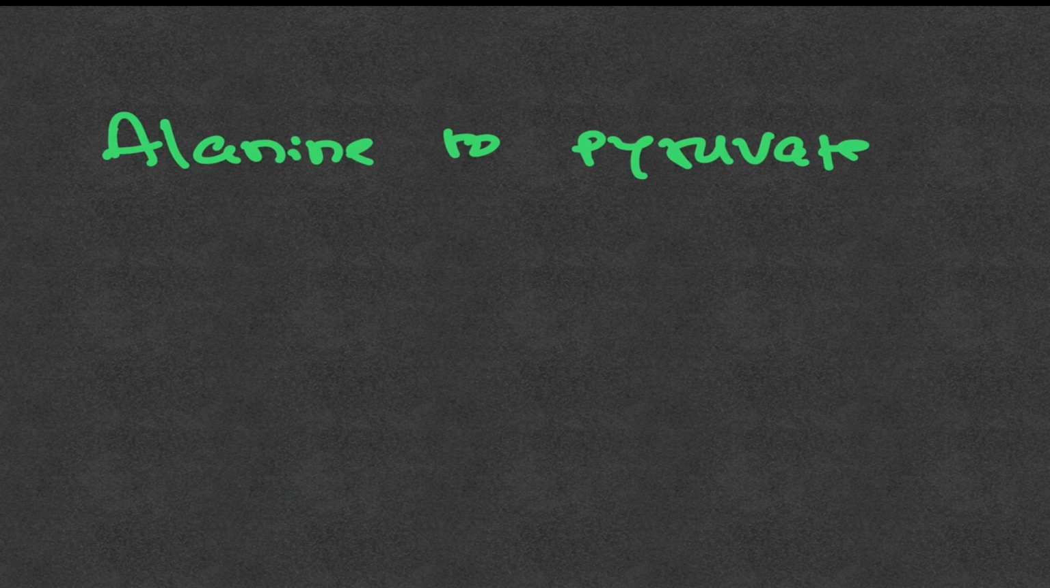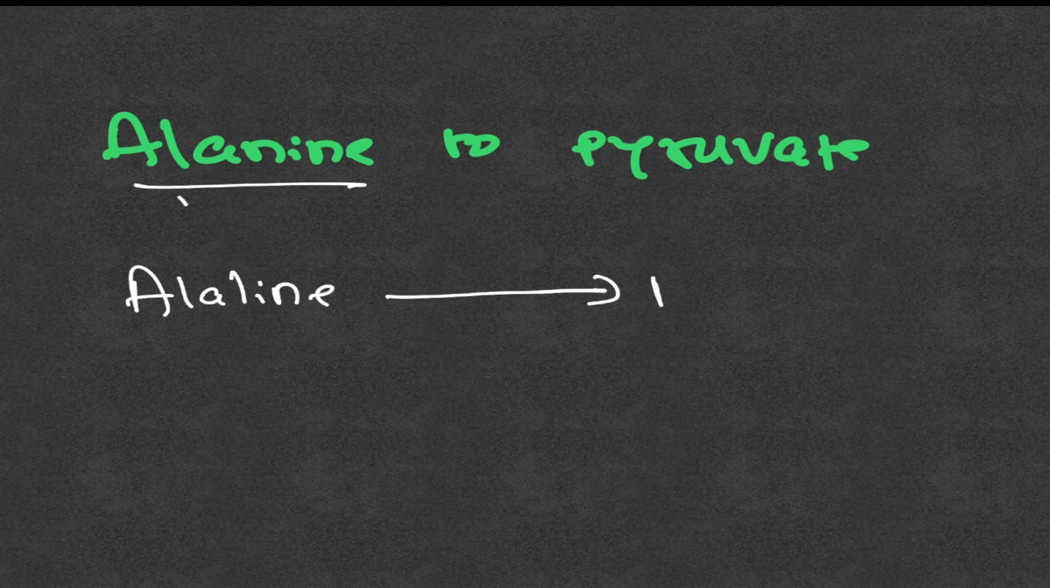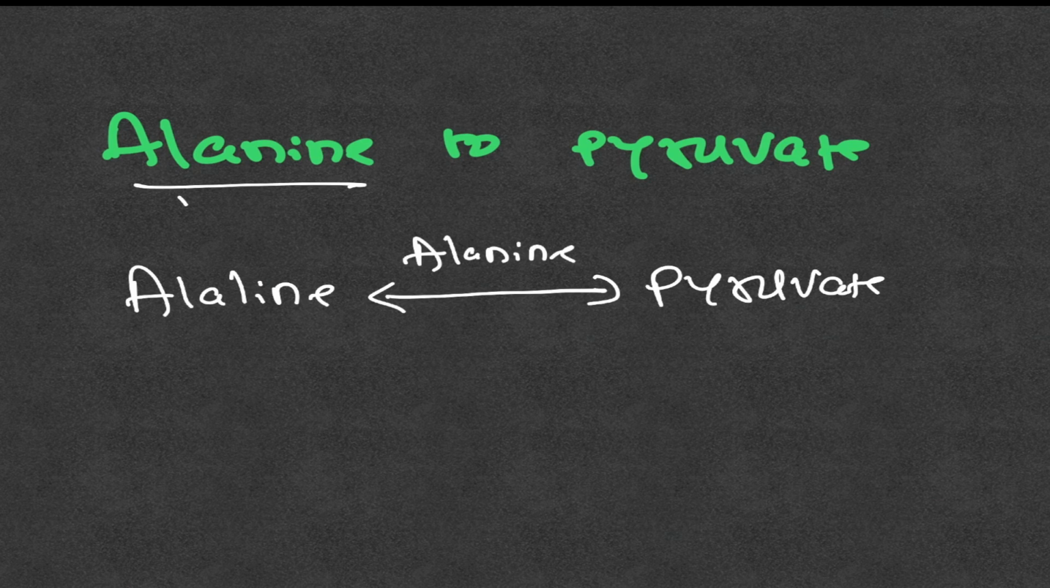Now, how is alanine converted to pyruvate? The conversion of alanine into pyruvate: alanine undergoes a transamination reaction to make a pyruvate molecule. It is a reversible transamination reaction done by alanine transaminase.